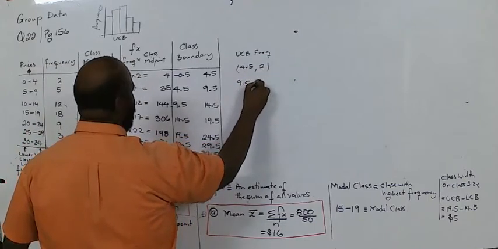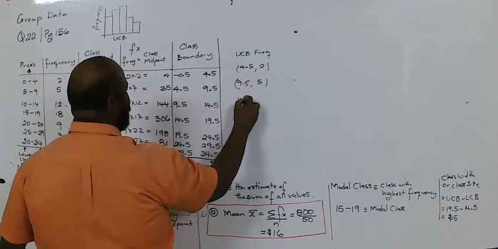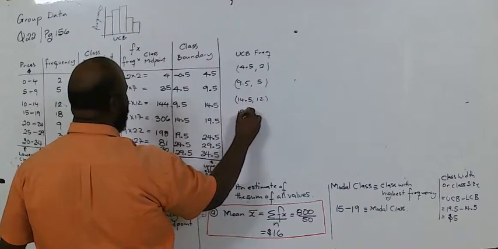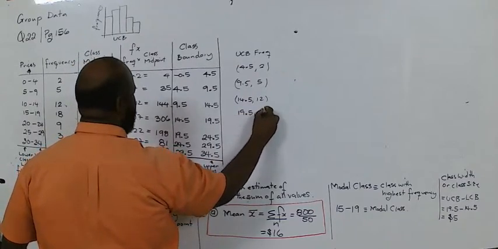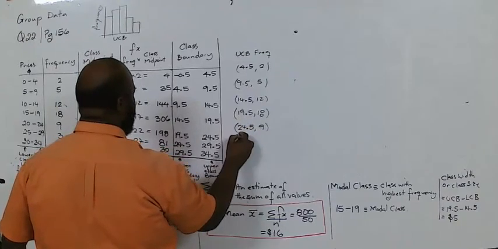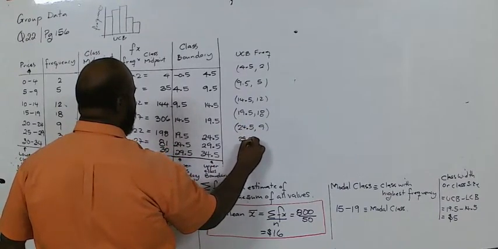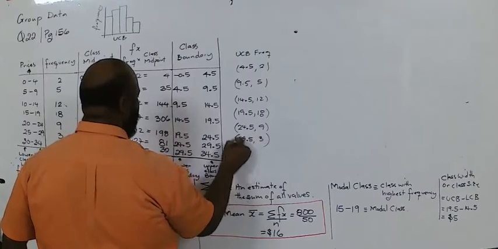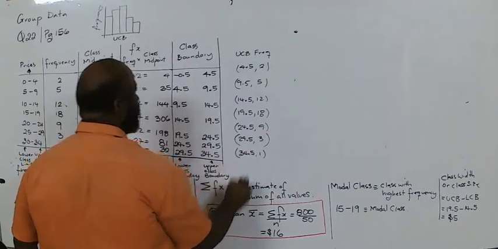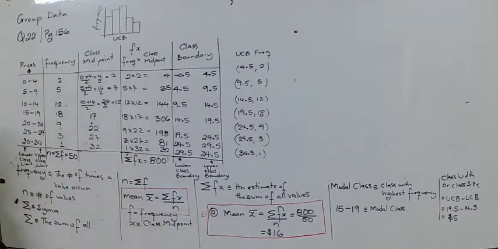9.5, 5. 14.5, 12. 19.5, 18. 24.5, 9. 29.5, 3. And what? 34.5, 1. Those are the points we're going to plot to draw our histogram.